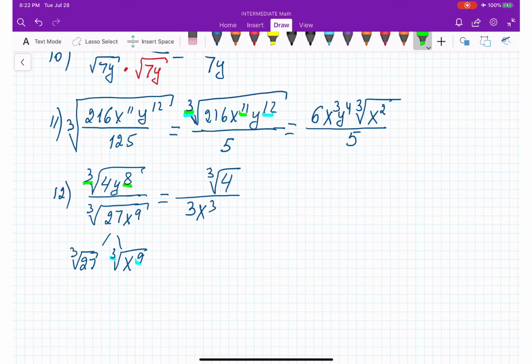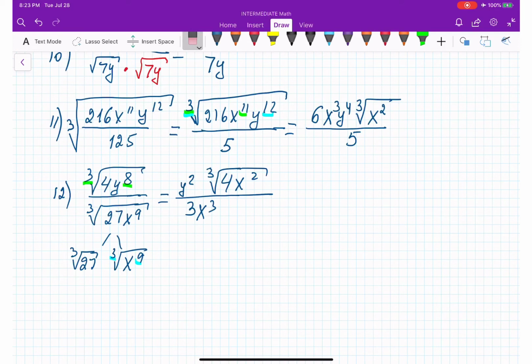8 divided by 3. It's going to be twice, right? X squared, which is 6, and remainder is 2. So x to power 2 will stay underneath. And we are done. The only thing we can do, okay, it's a y, I'm sorry. Let me clean, it's y, not x. Okay?